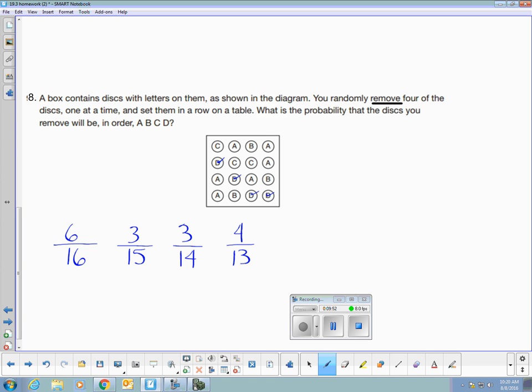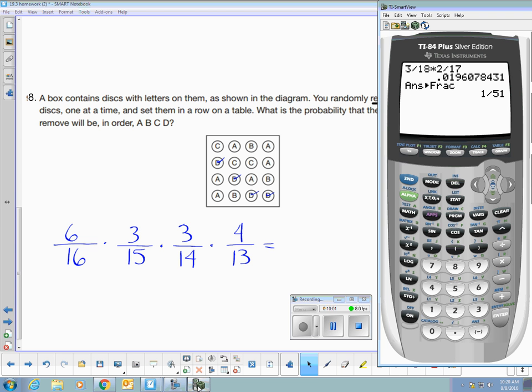So the probability of having this happen is the product of each of these. And go ahead and put in the fractions without reducing them.